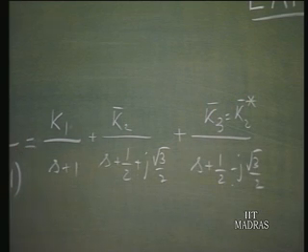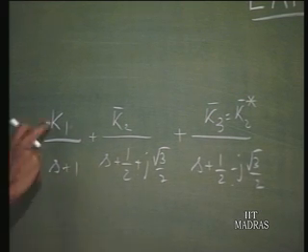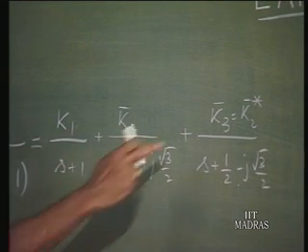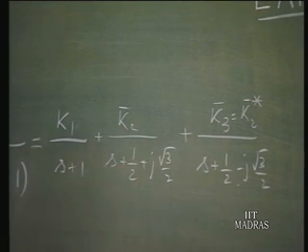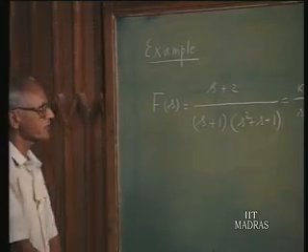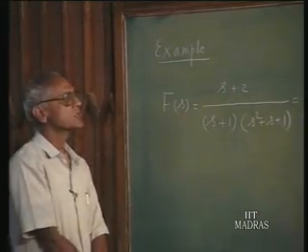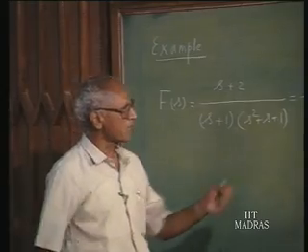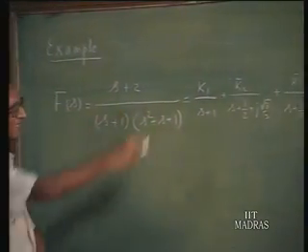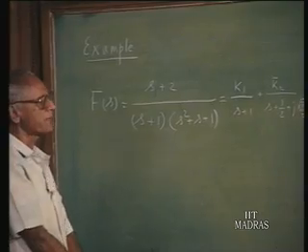So one way of handling this would be to find out the 3 residues corresponding to the 3 poles. Find K1, which is simple, K2, which is of course complex, and for K3 we don't have to spend extra time, because once you know K2, K3 will be K2 conjugate, provided the coefficients of the various powers of s in the rational function are real. So once you find K2, K3 can be immediately found out. But this needs a little bit of complex algebra manipulation.